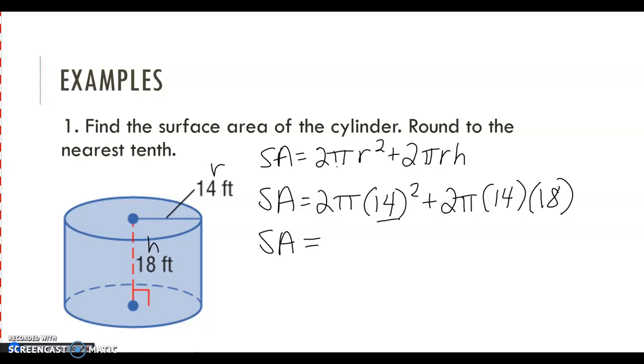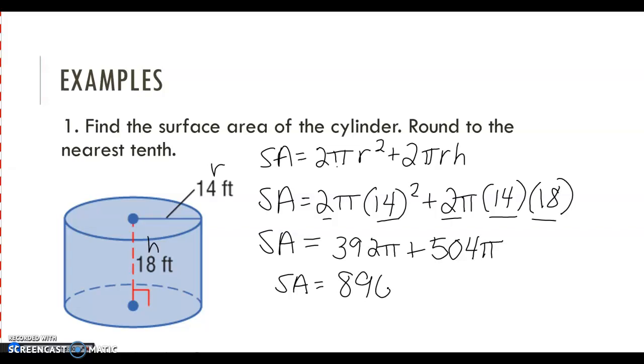So if I do 14 squared first times 2, I end up with 392 pi. And then if I do 2 times 14 times 18, I get 504 pi. I can add those two answers together, treating pi just like these two are like terms. If I add them together, I get 896 pi. So that would be the exact answer of this surface area.